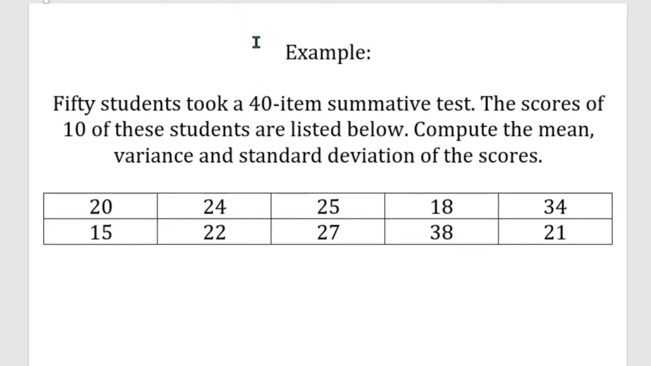Now, when do we know that we are solving for the variance, mean, and standard deviation of a sample? In this case, only 10 scores of the students are being given here. Thus, we are looking for the mean, variance, and standard deviation of the scores. But if we are also solving for the mean, variance, and standard deviation of the 40 scores, then we are solving for the mean, variance, and standard deviation of the entire population. But in this case, since it is 10 students only, then we have to compute for the mean, variance, and standard deviation of the sample. How do we do that?